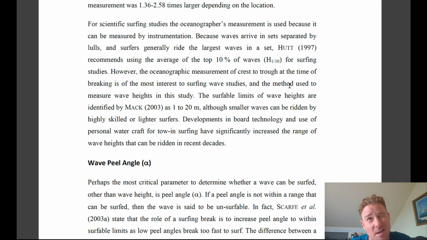And then 20 meters, we've seen surfers surf bigger than that, but this was back in 2003 when we haven't really seen that much. Above 20 meters, they're talking about toe-in surfing, and there's certain craft around that. But that's their definition of wave height.